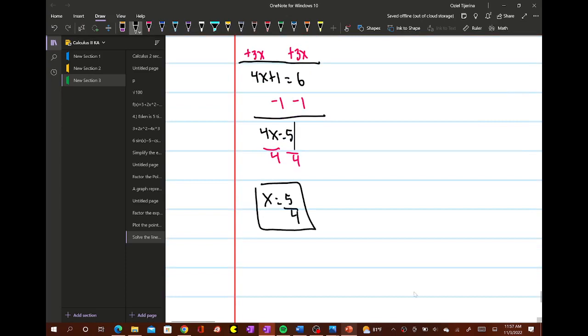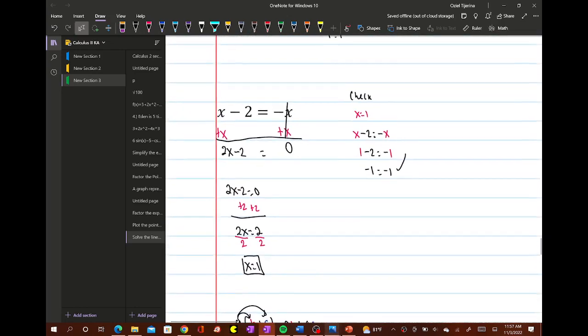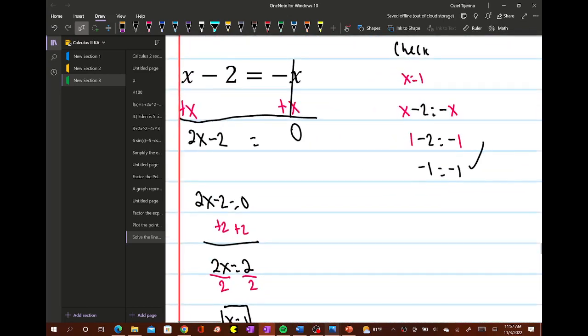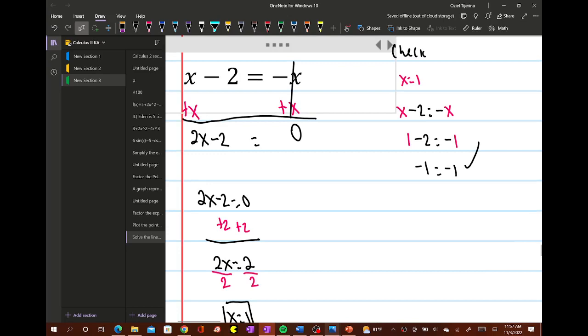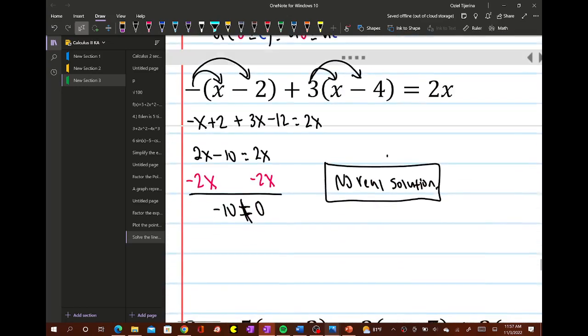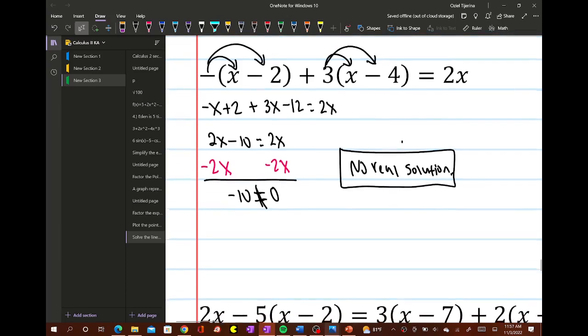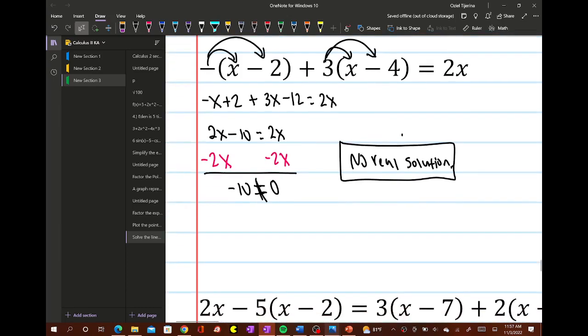There are a few other ways in which you could solve all of these equations. For example, I could have subtracted x here and gotten negative 2 equals negative 2x and still ended up with x equals 1. Over here, this one had no real solution, so it didn't matter; even if I subtracted 2x, they both are 2x, so either way I would get no real solution.